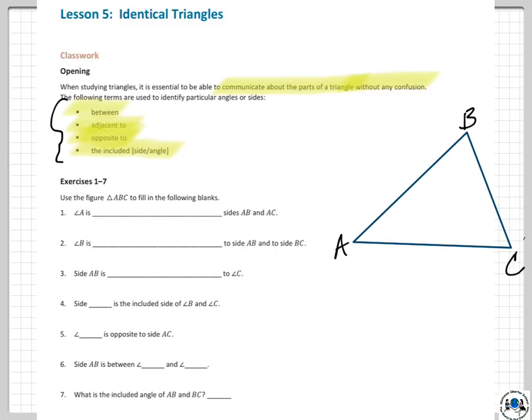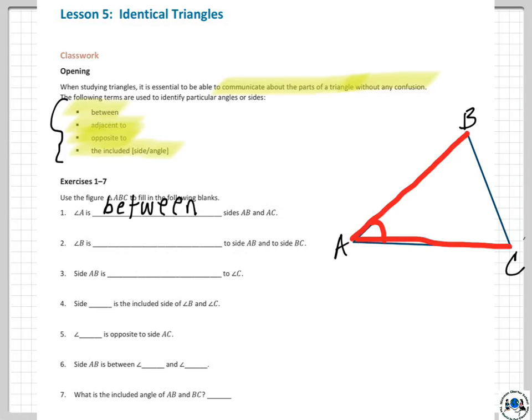Anyway, it says angle A. I just wanted to show these little pieces here. Here's angle A right over here, and here's how we draw that little angle symbol. It's a little arc that stands for an angle. So angle A is blank sides AB and AC. And here are these sides, AB and AC. The answer would be between. It's sitting right there between.